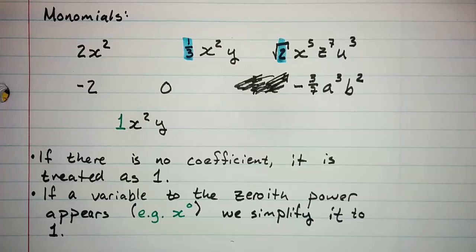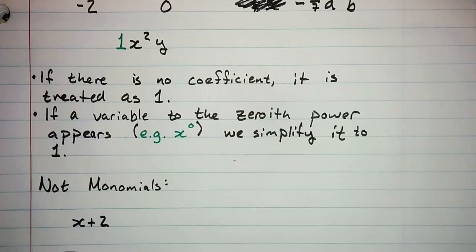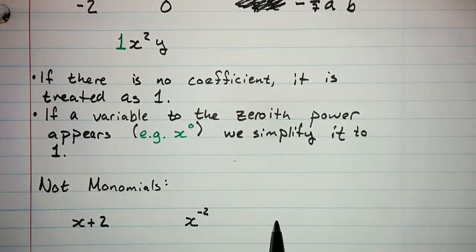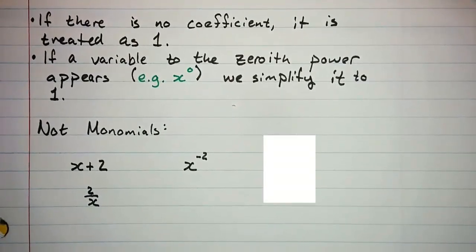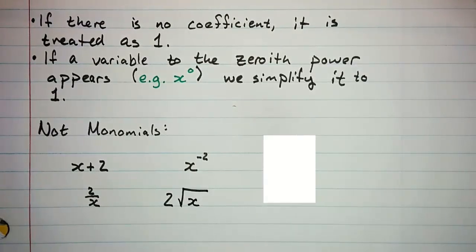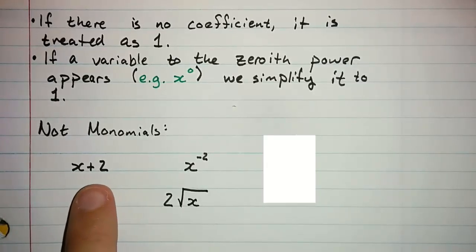Okay, so what are some things that are not monomials? Obviously, something that contains addition is not a monomial. Something that contains a negative power of a variable, not a monomial. Something that includes division by a variable, not a monomial. Something that includes a square root, not a monomial. In order to be a monomial, we can only contain positive integer powers of our variables, and we can't have any addition or division or any of that kind of funny business.